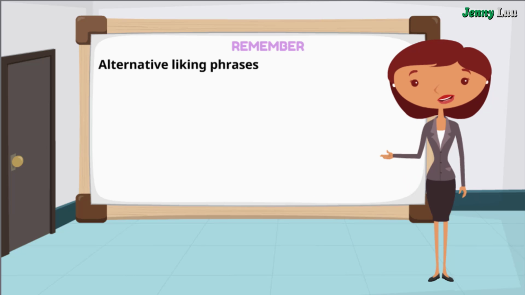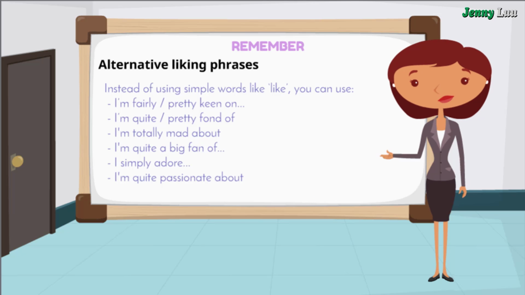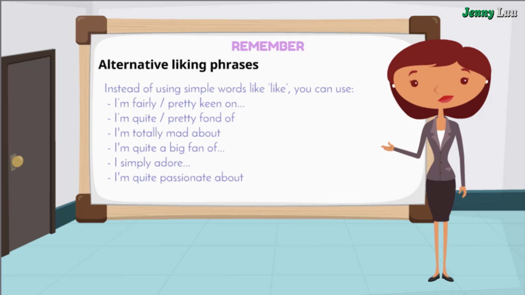Remember, alternative liking phrases. Instead of using simple words like "like", you can use: I'm fairly, pretty keen on. I'm quite, pretty fond of. I'm totally mad about. I'm quite a big fan of. I simply adore. I'm quite passionate about.